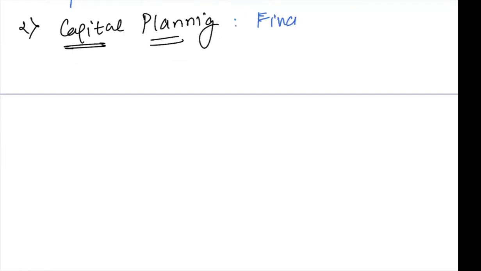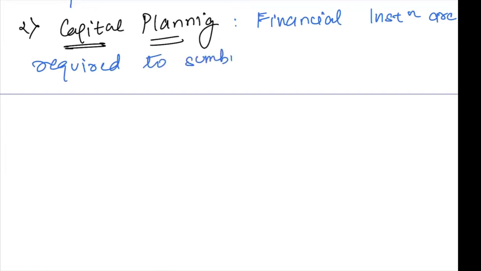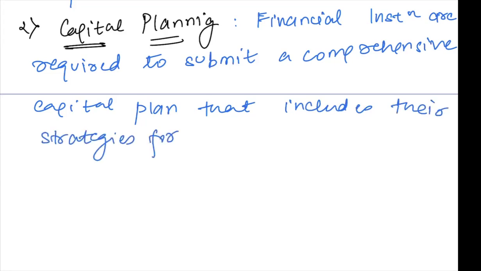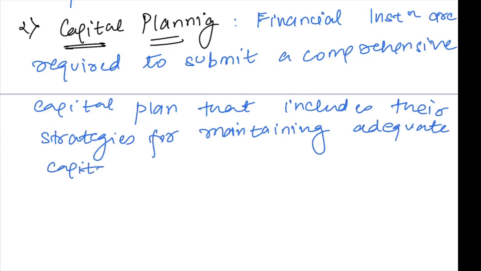So financial institutions are required to submit a comprehensive capital plan that includes their strategies for maintaining adequate capital levels. So this is the second component, which is capital planning.